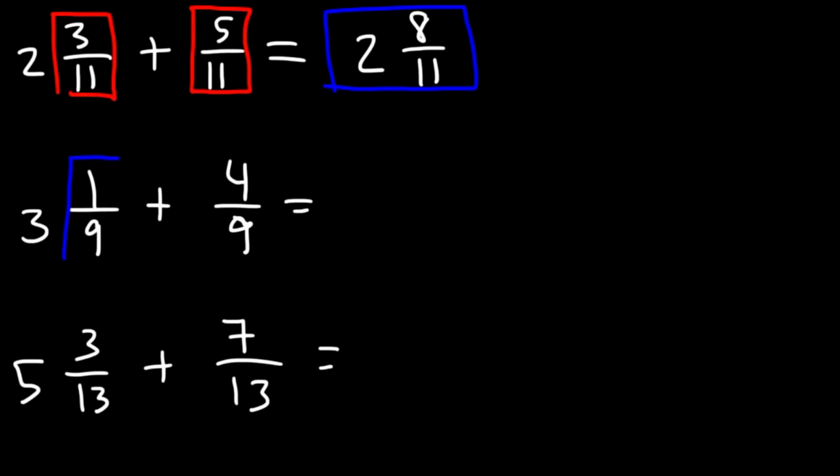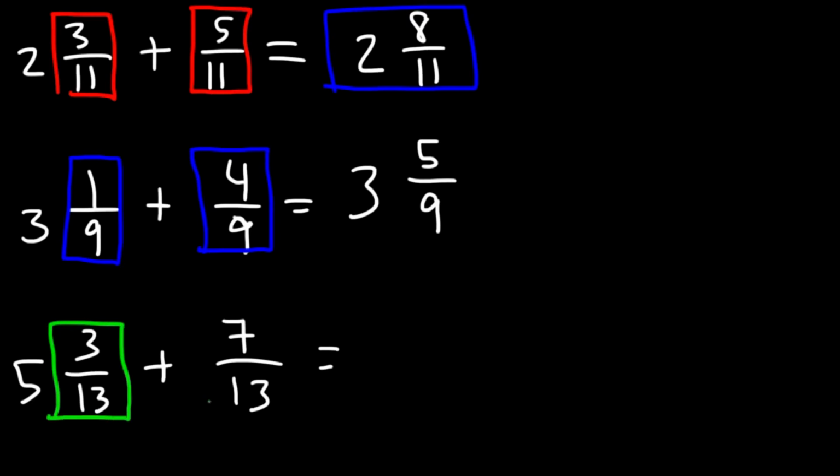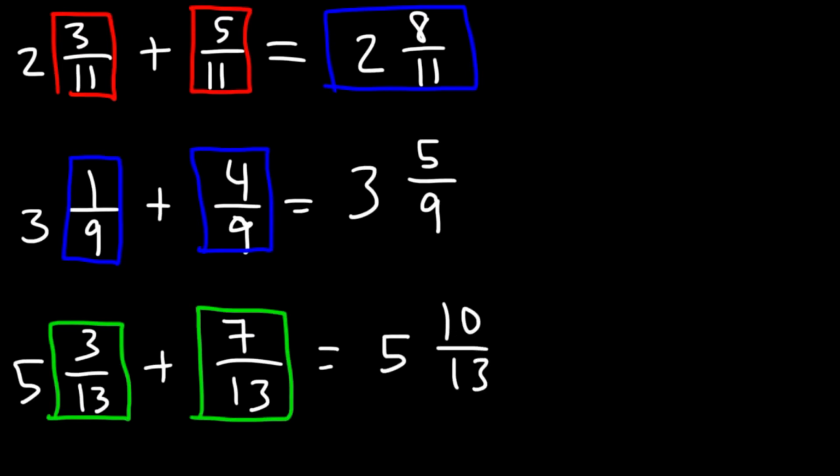For the second example, all we need to do is add 1 over 9 plus 4 over 9. 1 plus 4 is 5. So this will give us 3 and 5/9. And for the final example, we just got to add these two fractions, 3 over 13 plus 7 over 13. And 3 plus 7 is 10, so it's 5 and 10 over 13. And that's it.